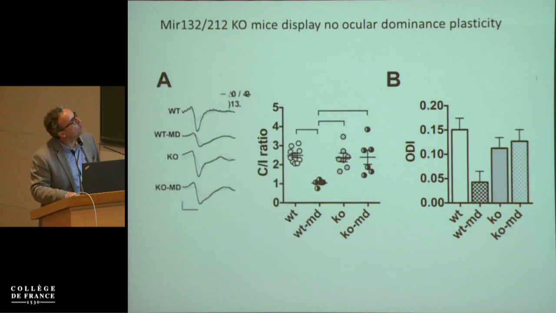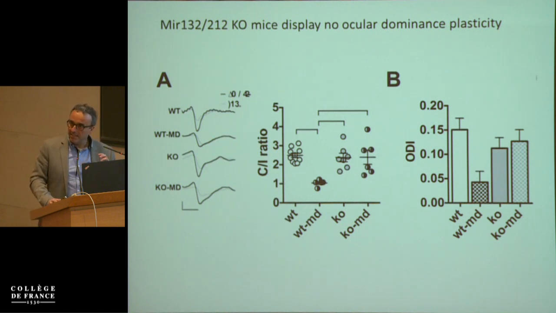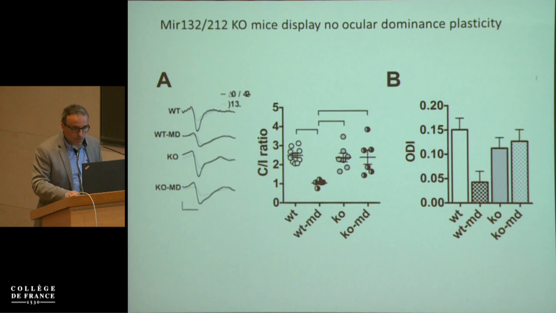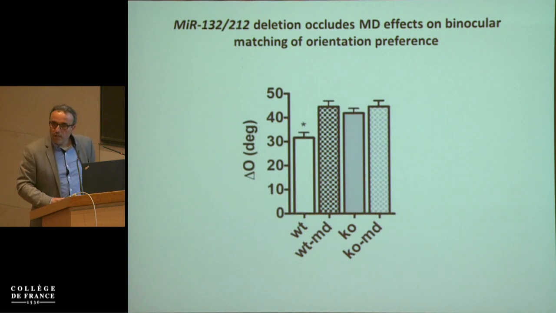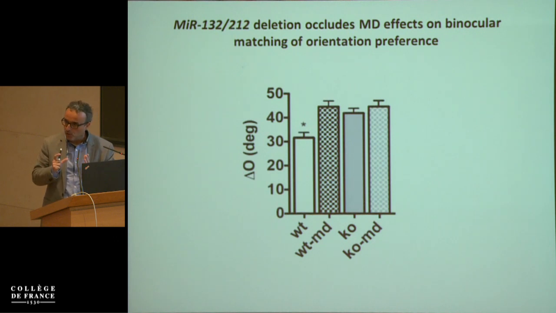Of course, we also tested whether our model was really missing ocular dominance plasticity, because, as I said, Mirgan Kasur had done it in a different way with a sponge, with viral transduction, and it does. So if you do monocular deprivation, in a wild type you get the effect. In the knockout, you don't get the effect. But this also allows us to test another thing. So we know that monocular deprivation perturbs binocular matching. We know that knocking out MIR132 perturbs binocular matching. But are these effects additive, or do they occlude each other?